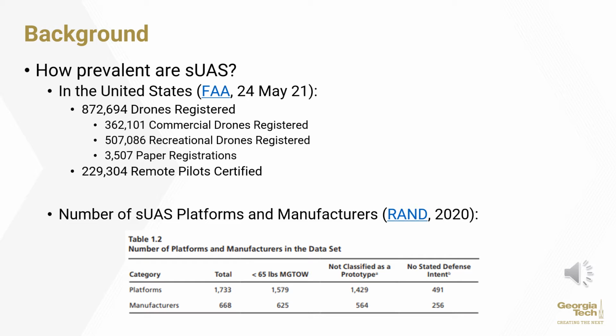So the Research and Development Corporation in 2020 released the following data in a survey of SUAS. The Research and Development Corporation does studies for the Department of Defense and other departments that deal with national security for the United States. And as you can see, there are a large number of actual SUAS that are not classified as prototypes, with over 1,400. Additionally, there are a large number of manufacturers that produce these SUAS, with over 564.